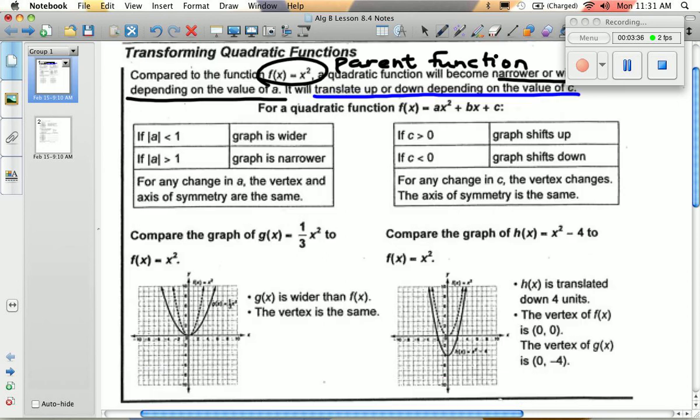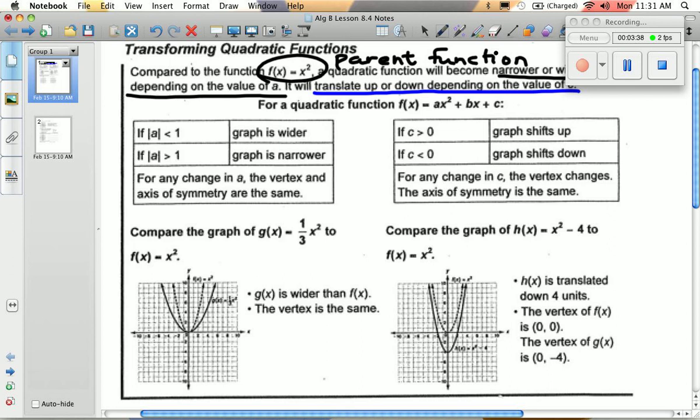So let's take a look at this table that should be helpful to us. I'm reading right here, if the absolute value of a is less than 1, the graph is actually going to get wider. It's going to spread out. So if it's negative 2, the absolute value of negative 2 is 2, and is 2 greater than or less than 1? Greater than, okay. Oh, so is 2 less than 1? No. So would it get wider? No, it would get narrower.